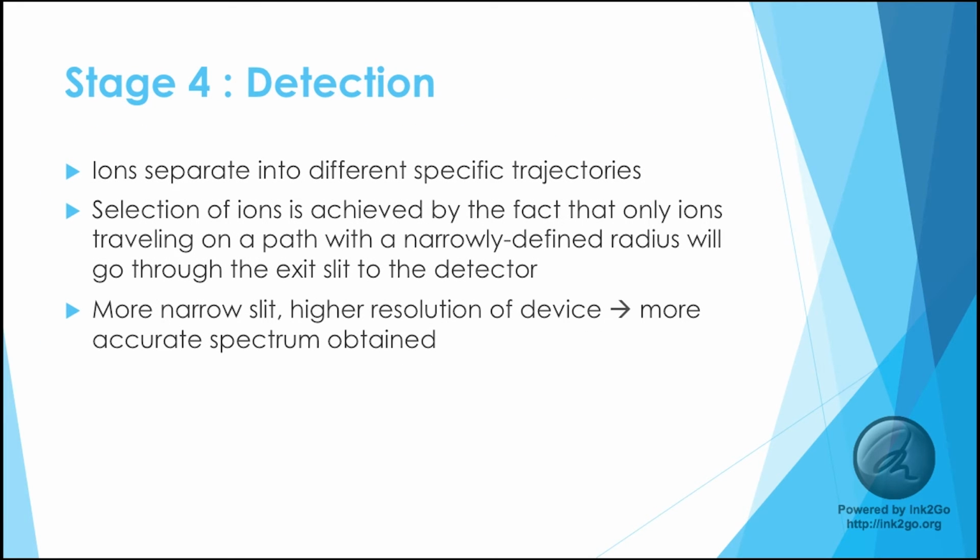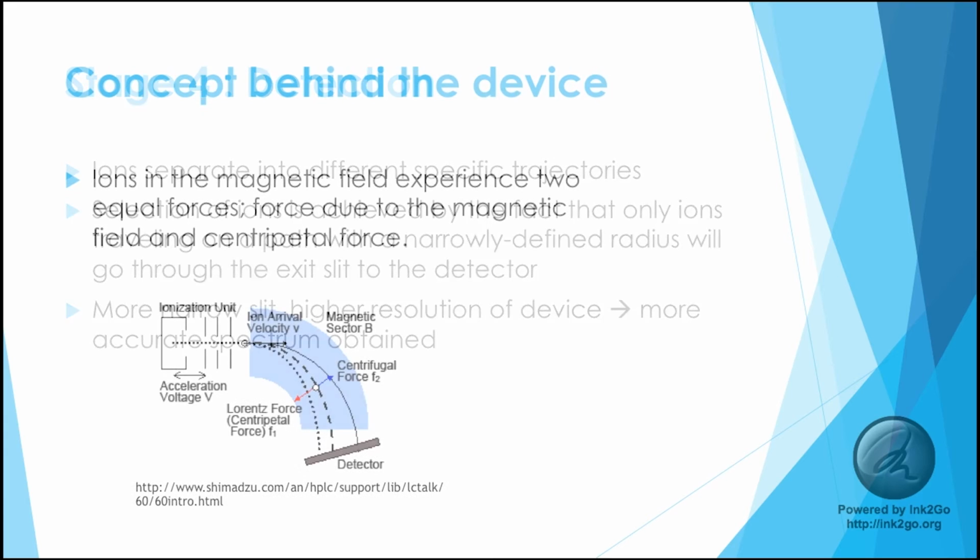Ions in the sample separate into different specific trajectories upon applying a magnetic field. The selection of ions is achieved by the fact that only ions traveling on a path with a narrowly defined radius will go through the exit slit to the detector. Hence, the narrower the slit is, the higher the resolution of the device, and a more accurate spectrum of ions is obtained. Next, we will look into why a specific value of mass to charge ratio results in a specific trajectory of the ion by analyzing some of the equations involved.